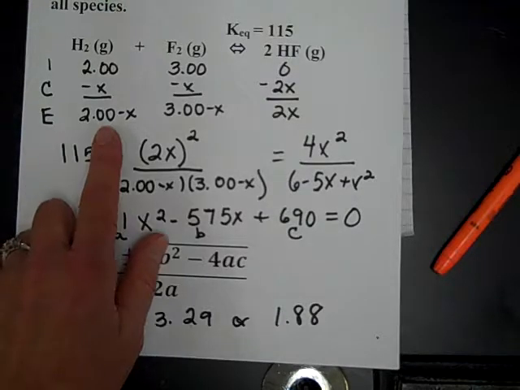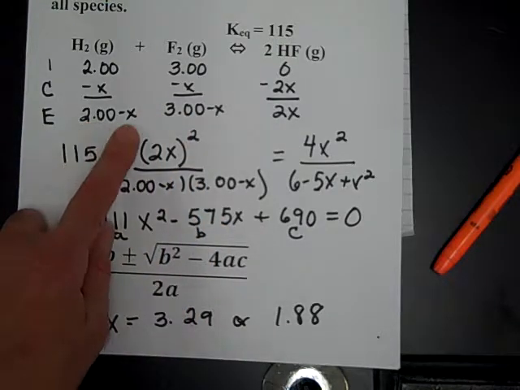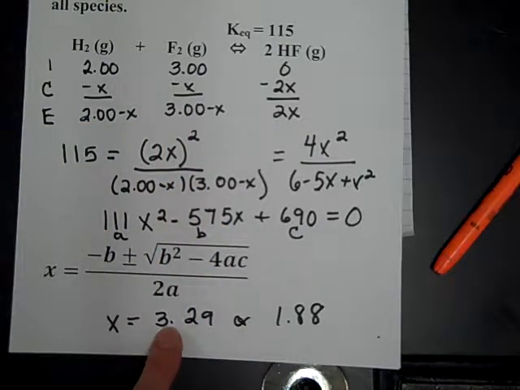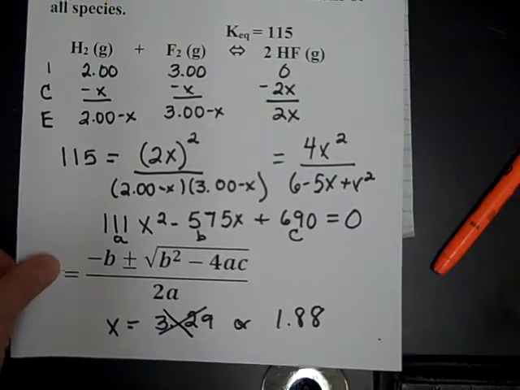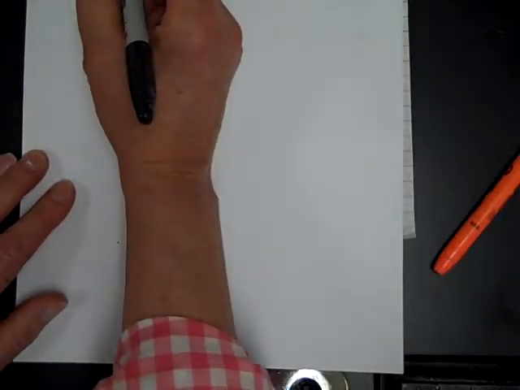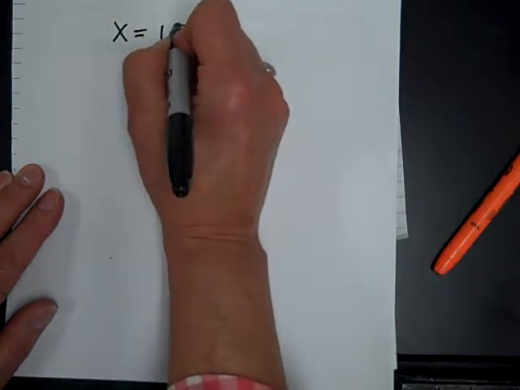Let's take a look at what our concentrations are supposed to be. H2 is supposed to be 2 minus x. How can we possibly have 2 minus 3.29? How can we have a negative concentration? So we know that we can drop this one out. Okay, then to finish the problem, we just need to plug in for what we know. So I'll move this down here. x is equal to 1.88.